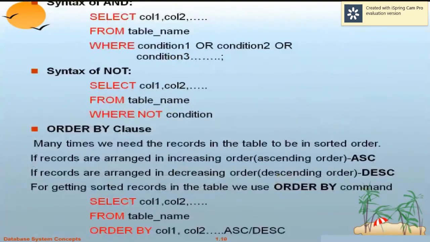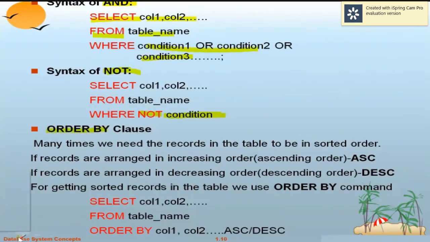Similarly, let's go for the next syntax, that is the syntax for OR. The syntax will be the same. Select and mention the name of those columns which you want, from the table name, and then all the conditions are mentioned with OR. So let's go for NOT conditions. NOT is also almost similar, where NOT is followed by the condition which is not true. So simple it is.